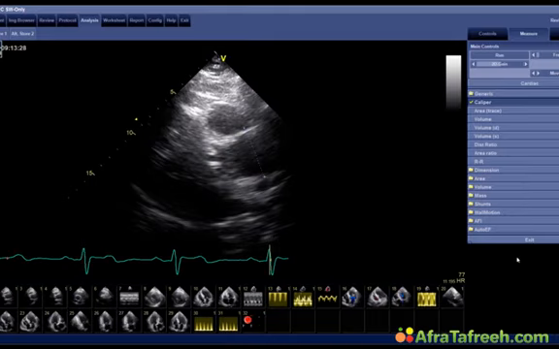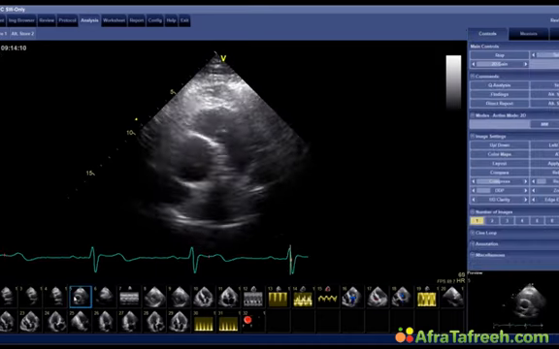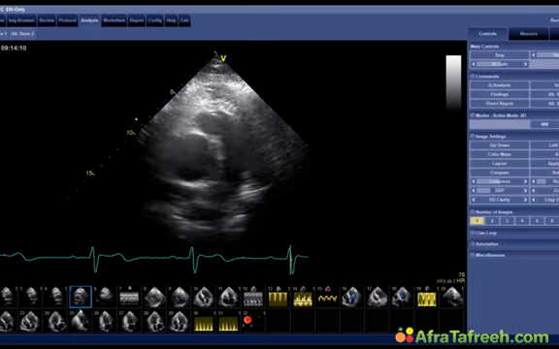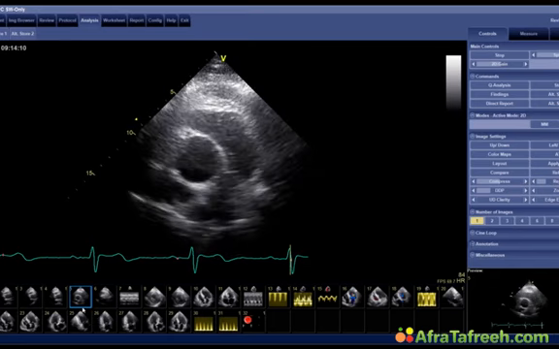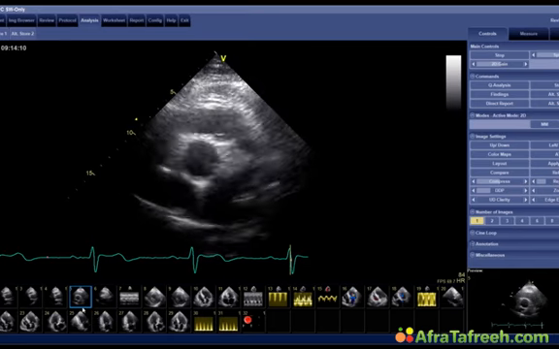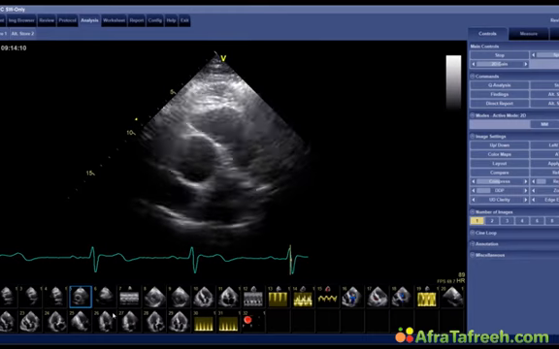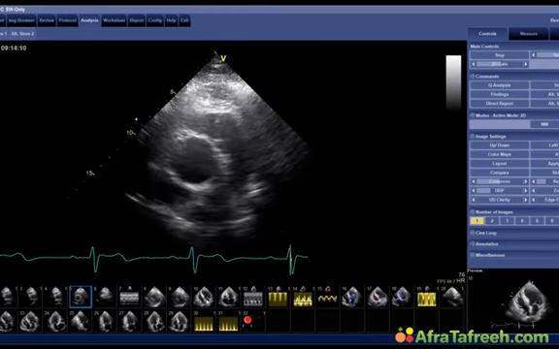So one piece of information that you can gain from just this measurement alone is that the aortic valve probably is bicuspid, because remember, the bicuspid valve is very often associated with an enlarged aorta. So the aortic valve is probably bicuspid.